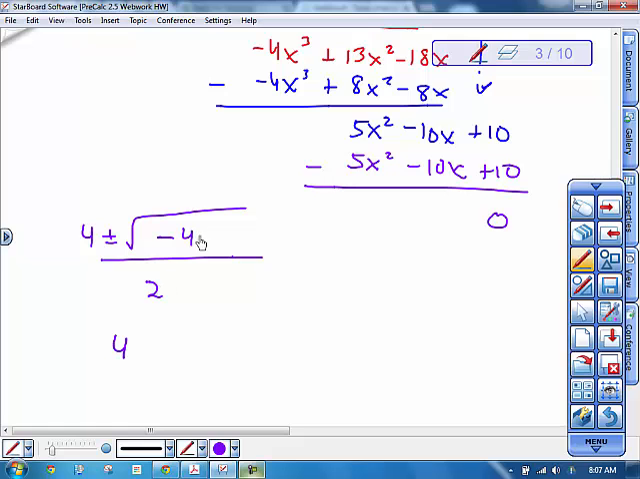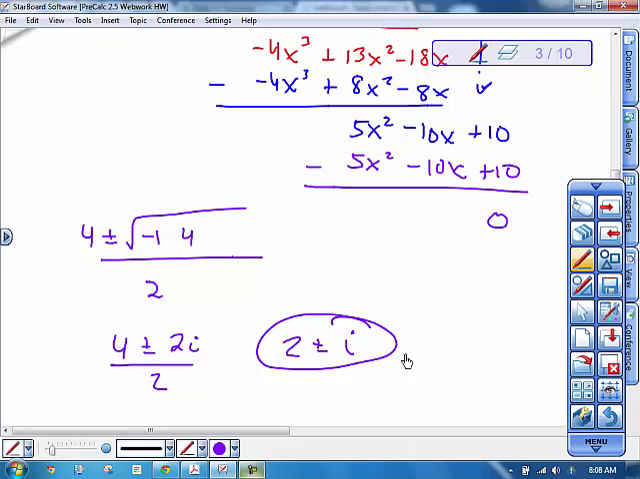So this simplifies to 2i, right? Because the square root of negative 1 is i, and the square root of 4 is 2. I can simplify this, though, to 2 plus or minus i. Those are my two answers right there: 2 plus i and 2 minus i.